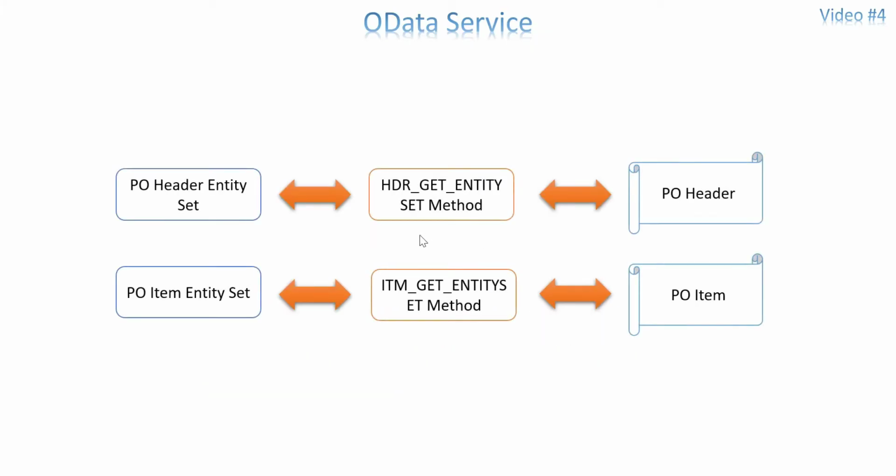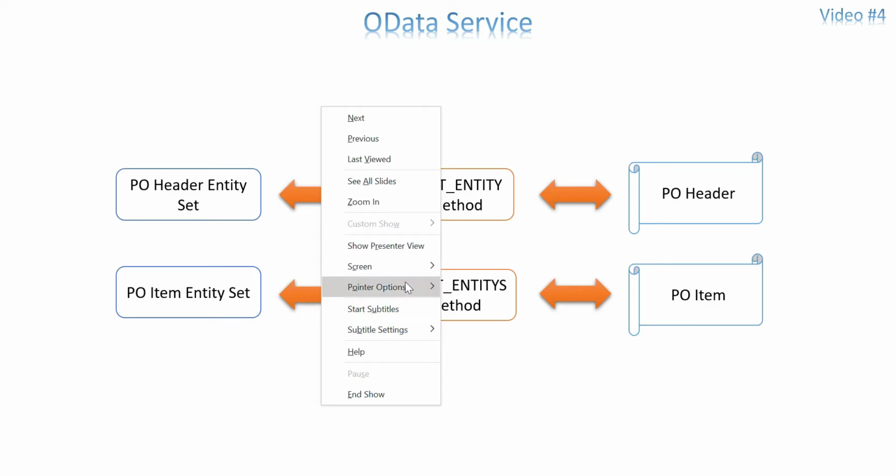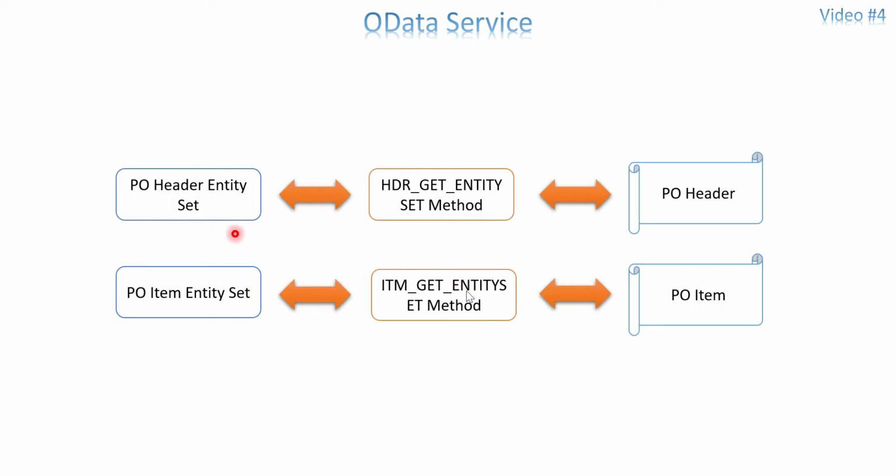This is the existing one, which we have seen. I have created two different entity sets: one for the header entity set and another for the item entity set. It generates a method called entity set, one method for the header and another method for the PO item entity. This is my header entity set and its relevant method, and this is my item entity and its relevant method. The naming convention is just for reference, not exact.